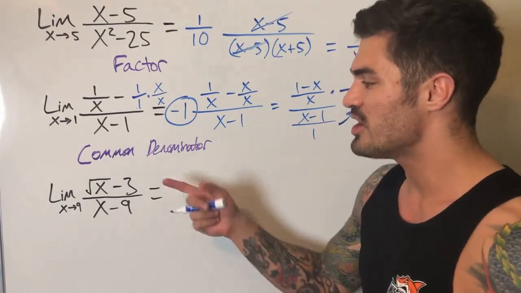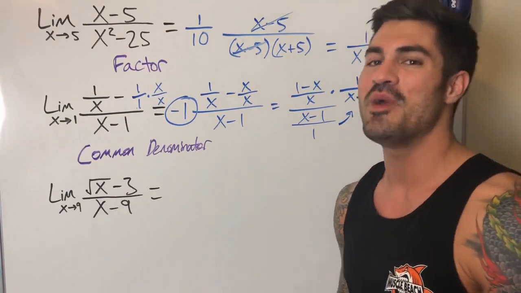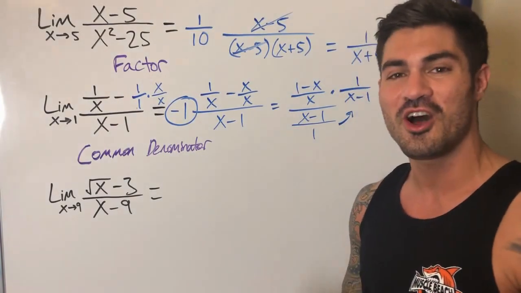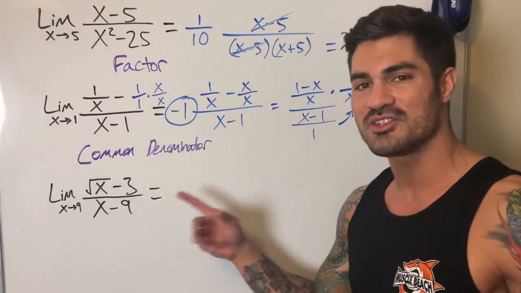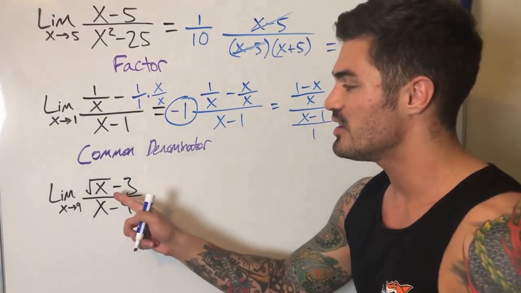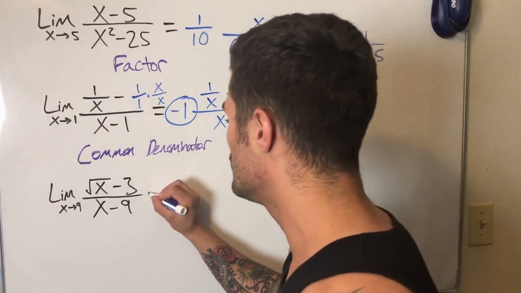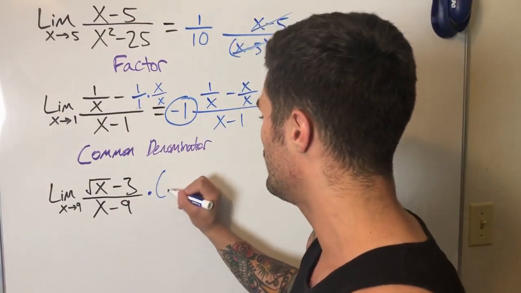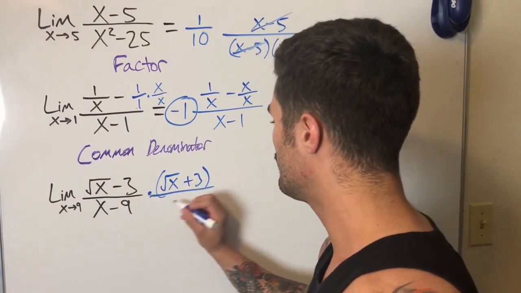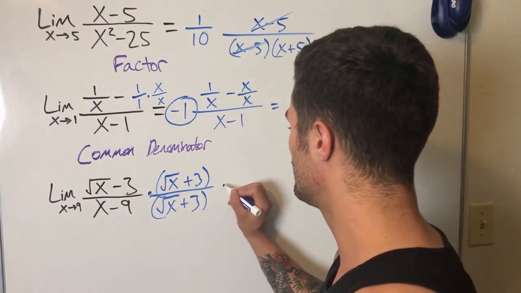But I don't really know how. It's not a polynomial over a polynomial. There's no fractions. But there's one thing I can remember that I learned all the way back, again, in algebra, and that's something called the conjugate. What if I multiply the top and bottom, the numerator and denominator, by the conjugate? So the conjugate, again, I keep both these terms the same, and I just change the sign in between. So what if I multiply this by the square root of x plus 3 over the square root of x plus 3? All right, let's see what this does.